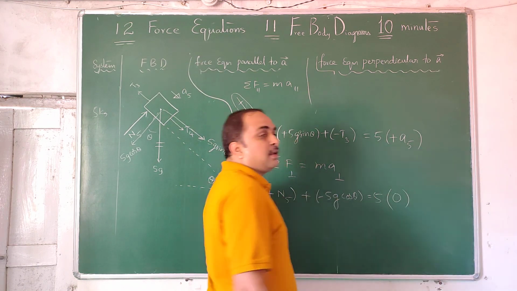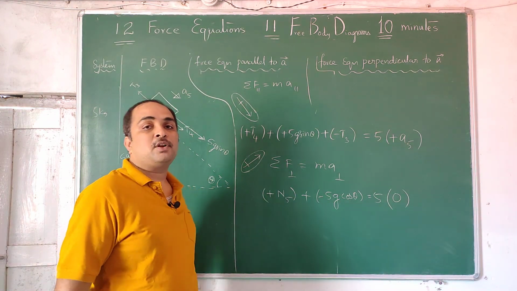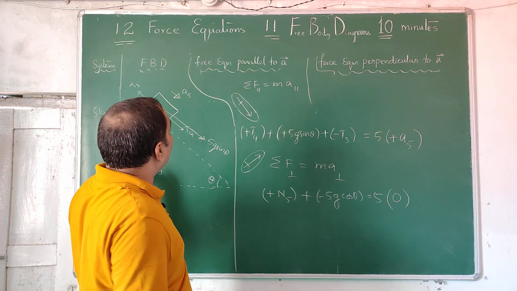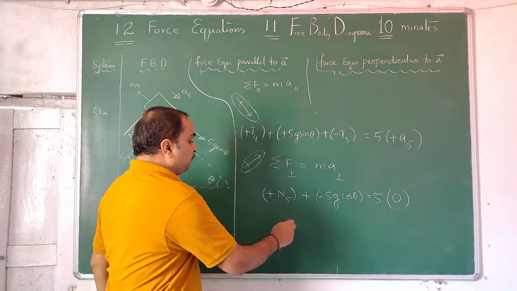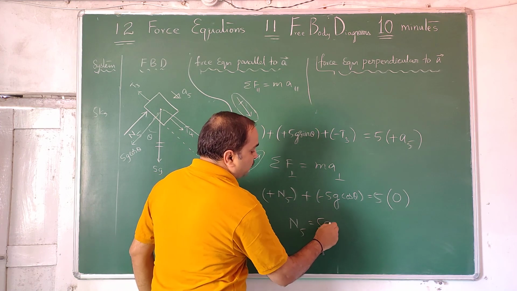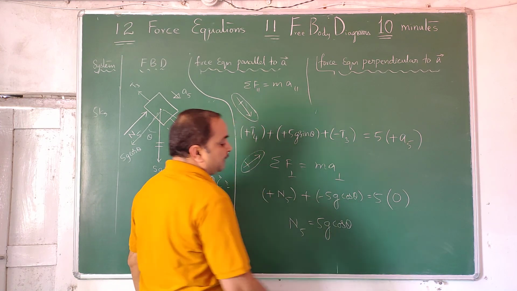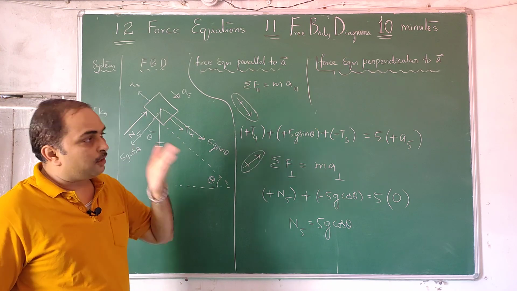Along the x-axis, a vector exists, which means the y and z components of it are zeros. So if this is the x-axis, the y component is 0. So N equals mg cos theta. In that way you will get it, and that's the force equation parallel to the acceleration.